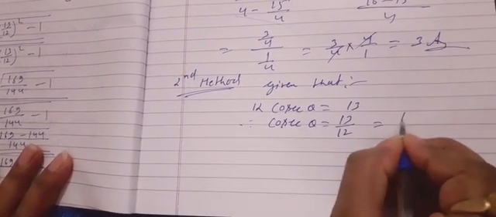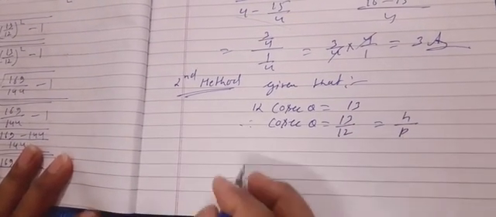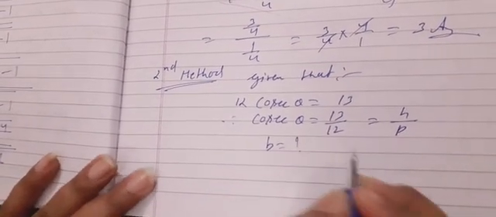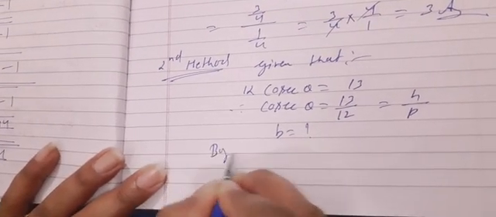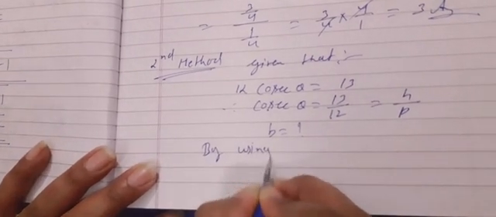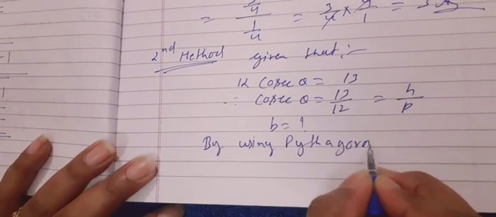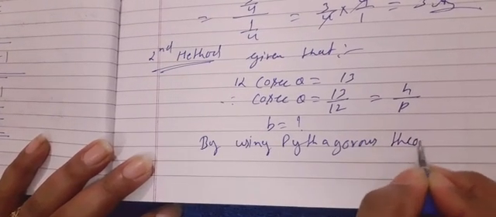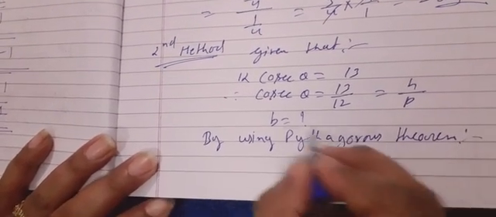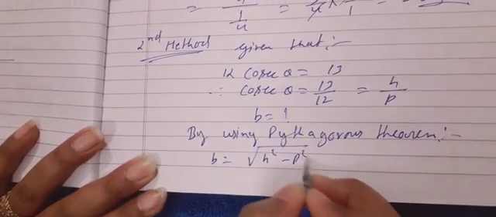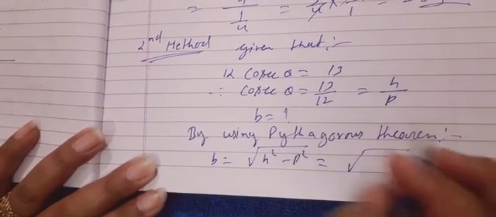And what is cosec theta? It is h by p. It means in any right angle triangle we are having the value of hypotenuse and perpendicular. So we have to find out the value of b first of all. So by using Pythagoras theorem, we are going to find out the value of b, and b is equal to what? Under root h square minus p square.